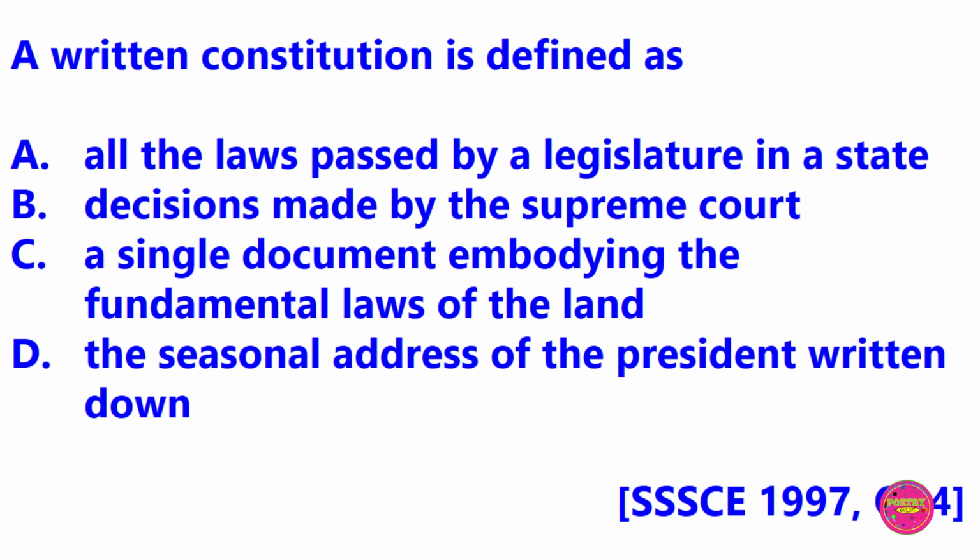A written constitution is defined as A. All the laws passed by a legislature in a state. B. Decisions made by the Supreme Court. C. A single document embodying the fundamental laws of the land. D. The seasonal address of the president written down. The correct answer to this question is C. A single document embodying the fundamental laws of the land.